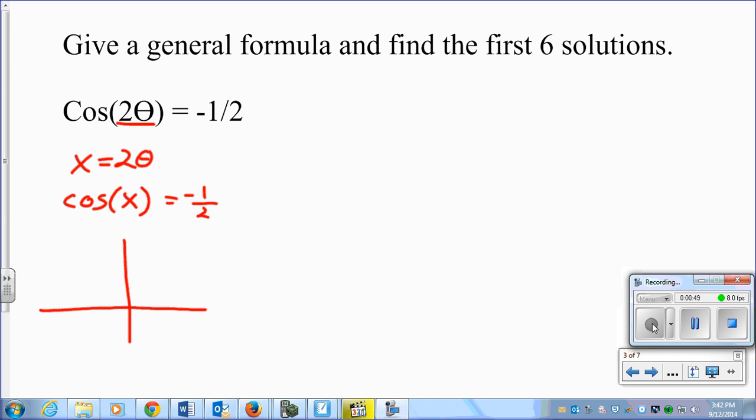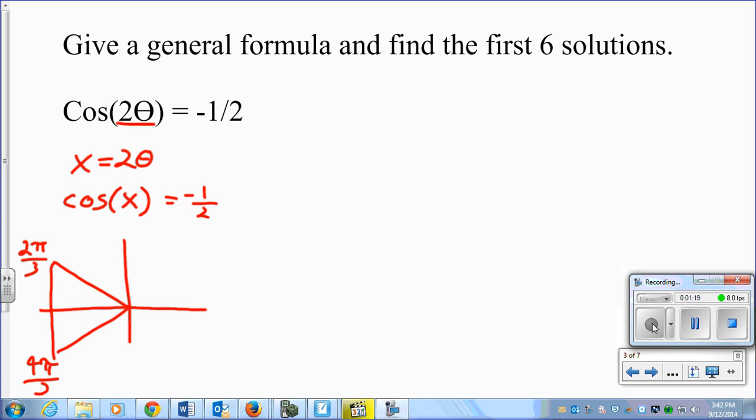Cosine is going to be negative down here in quadrants 3 and 4. So cosine is going to be equal to negative 1/2 at 2 pi over 3 and 4 pi over 3. Once we get those as our first two solutions, we can write out our general solutions.